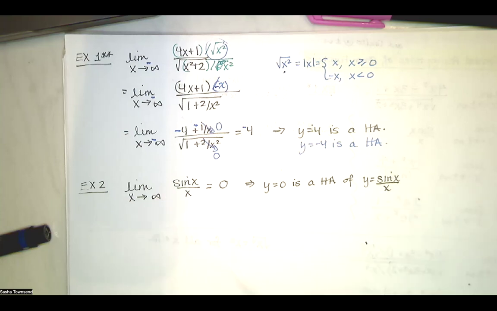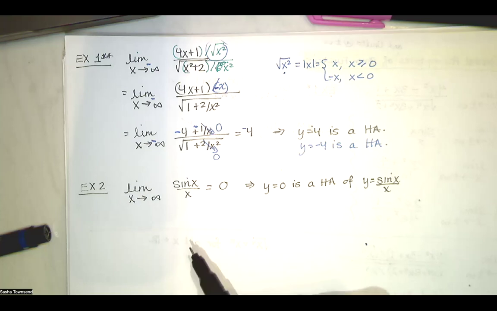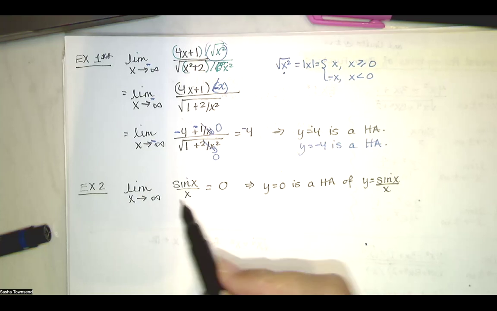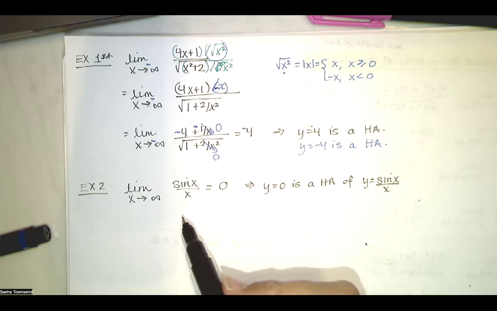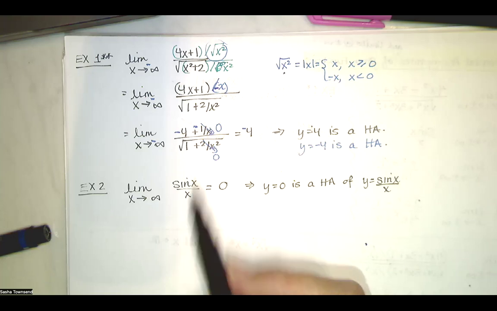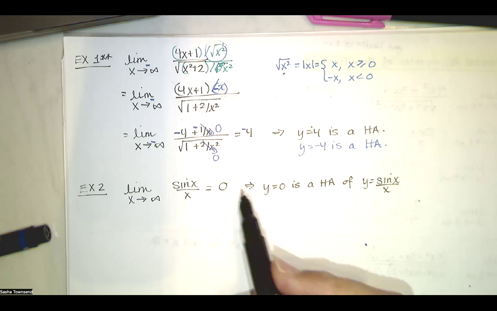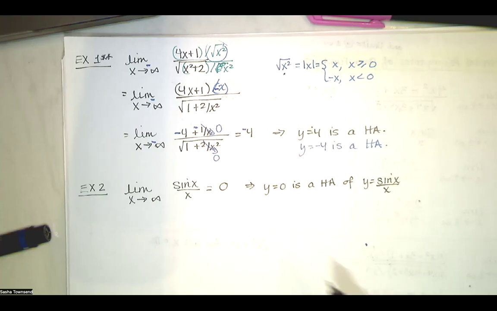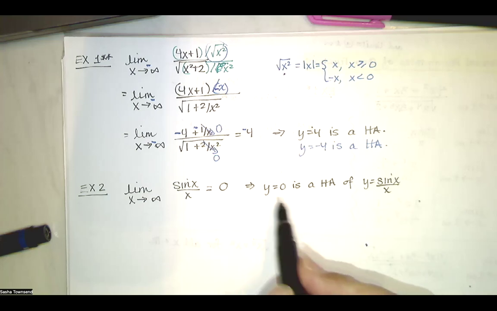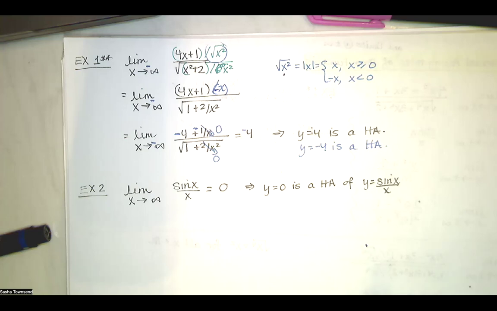As x goes to negative infinity, we're going to have a number that's oscillating between -1 and 1 divided by a very large negative number. But taking a number between -1 and 1 and dividing by a large negative number is also going to give us 0. So that's going to be y equals 0 as our horizontal asymptote as x goes to both positive and negative infinity.